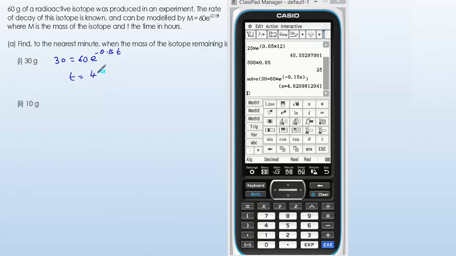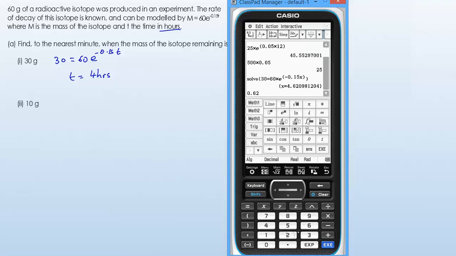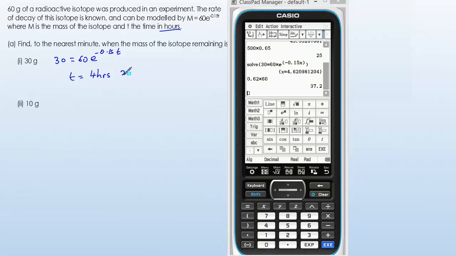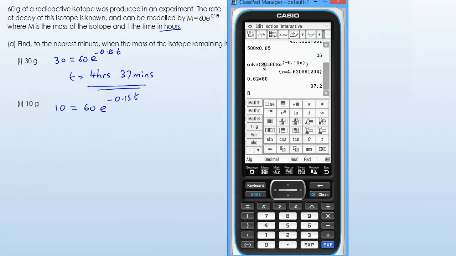So that's 4 hours, since the time was in hours, and then if we do 0.62 times 60, that gives us 37 minutes. Now for 10 grams, we're just going to solve 10 = 60e^(-0.15t). So let's just change that one to 10. And that's 11 hours.